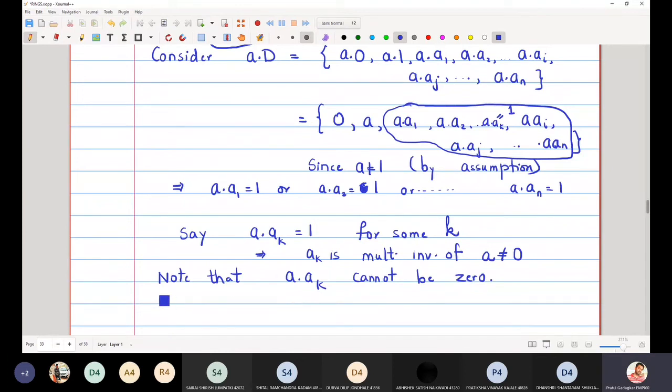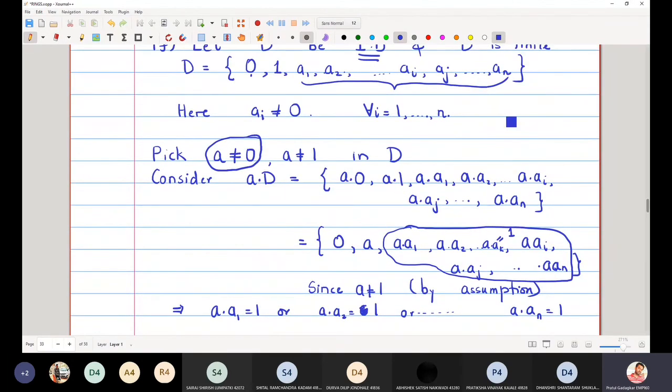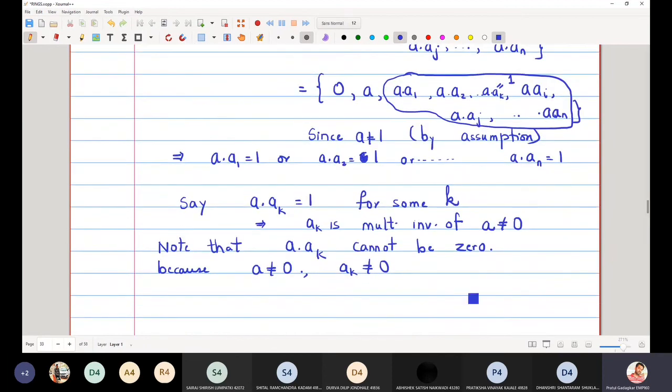Because a is non-zero by assumption. ak is also non-zero by our assumptions. Here I've written above, see here, a is not zero, ak is also not zero. Therefore, a into ak cannot be zero, since D is an integral domain. So here I have used the fact that it's an integral domain.